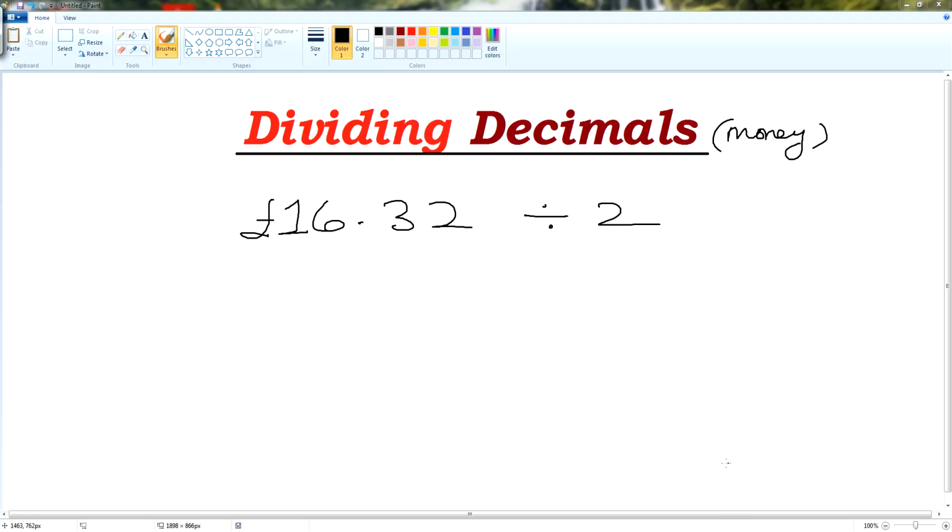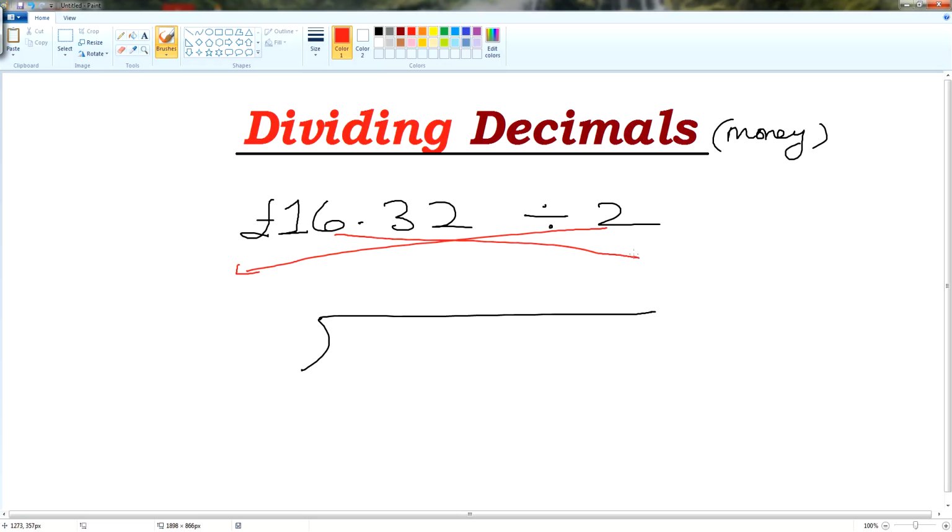Now, when we have a question like this, 16.32 divided by 2, for example, we have to remember the question is read from left to right. When we do our bus stop technique, we do it the other way around. Our second number always goes first, and our first number always goes second. So the 16 pound 32 goes second, and the 2 that was at the end goes at the front. This is how we translate a question written in this format to the bus stop format.